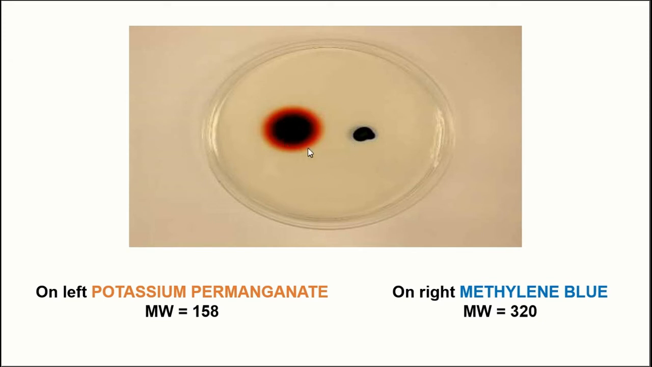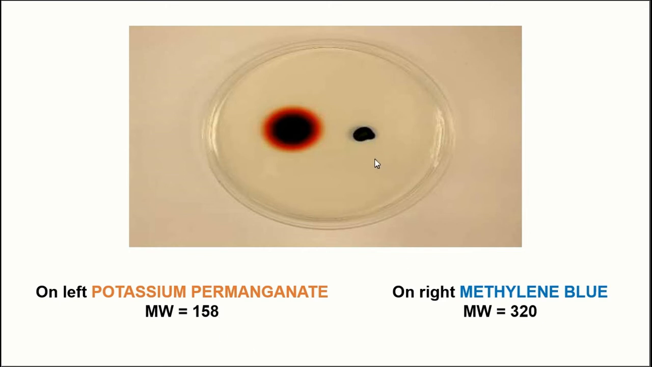So on the left, what we see here is a drop of an orange dye that's called potassium permanganate. And it has been placed on the left side of this petri dish at some point earlier during this experiment. What you're seeing is the end of the experiment right here. So potassium permanganate has a molecular weight of 158. And this term MW, or molecular weight, is a measure of molecule size. So a smaller molecular weight means a smaller molecule.